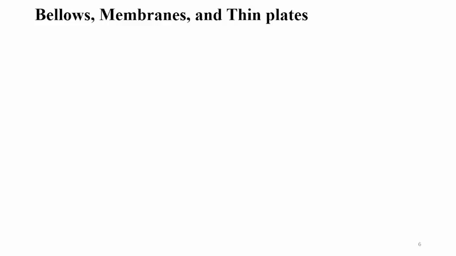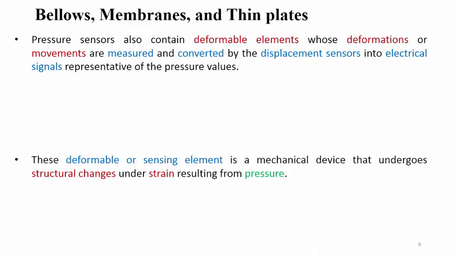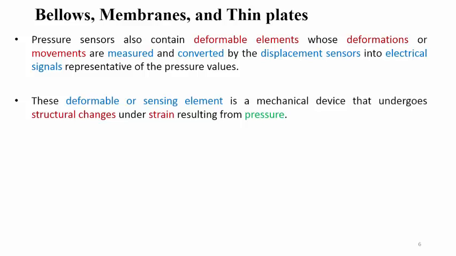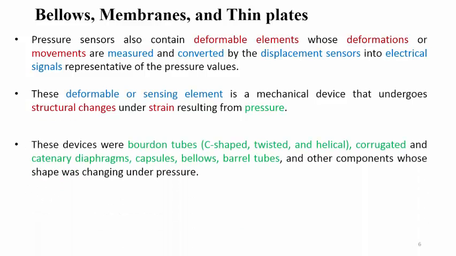Now we will move towards the next type of pressure sensors, which are designed using bellows, membranes and thin plates. Pressure sensors also contain deformable elements whose deformations or movement are measured and converted by a displacement sensor into an electrical signal representative of the pressure value. These deformable or sensing elements are mechanical devices that undergo structural changes under strain resulting from pressure.